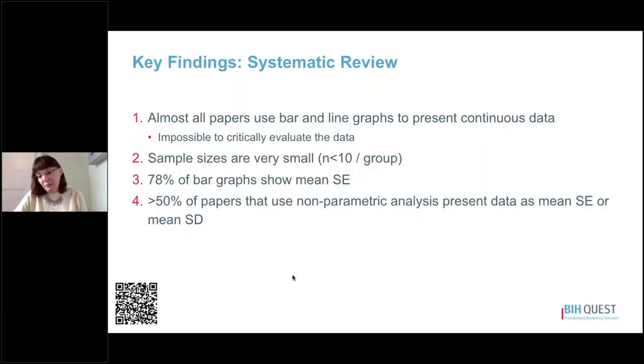And this is really a problem because non-parametric analyses are often used when either the sample size is too small to know the data distribution, or we know that the data are not normally distributed, and hence the mean and standard error or standard deviation are likely to be misleading.